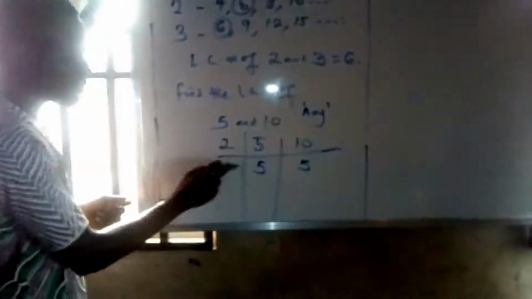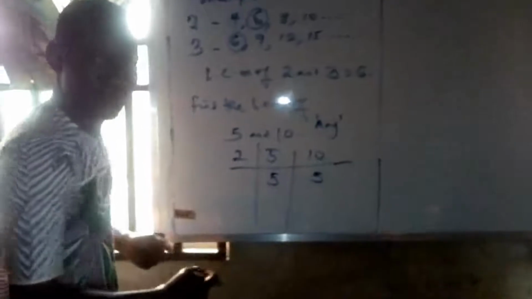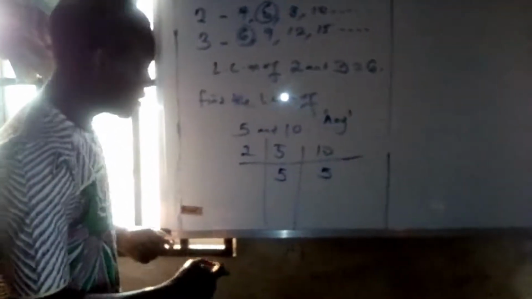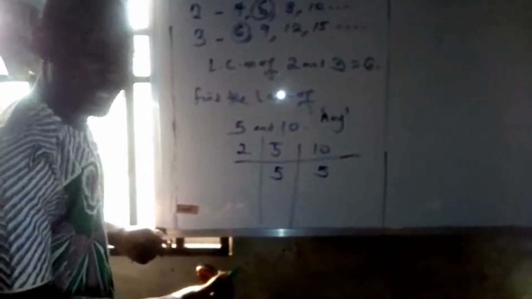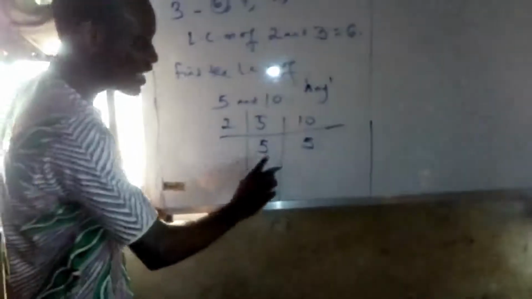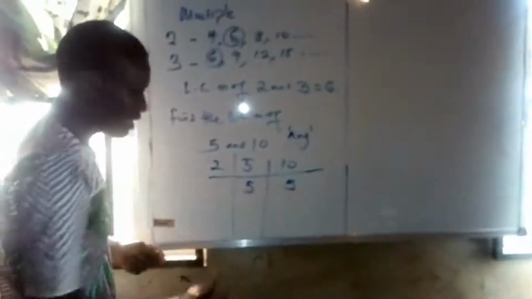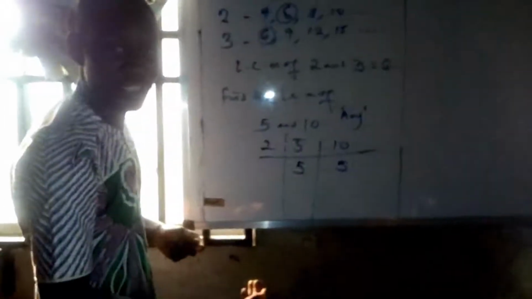Now in this case, the next prime number will be 3, but 3 cannot go in any of them. 3 cannot go in both of them, and I need one. It has to go in any of them, either 5 or both at the same time. So I will go for 5, which is the next prime number.